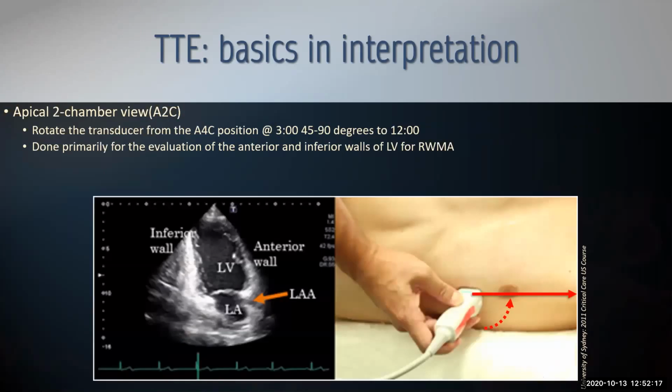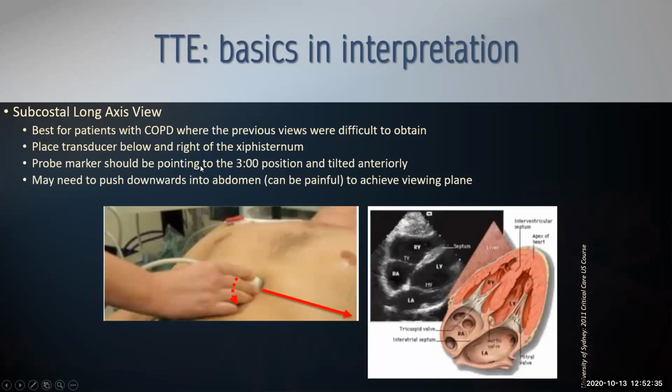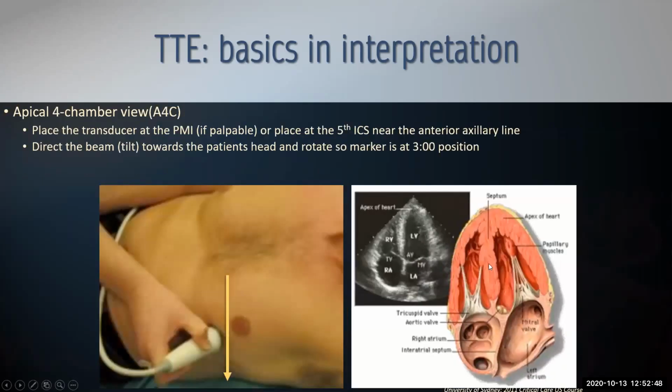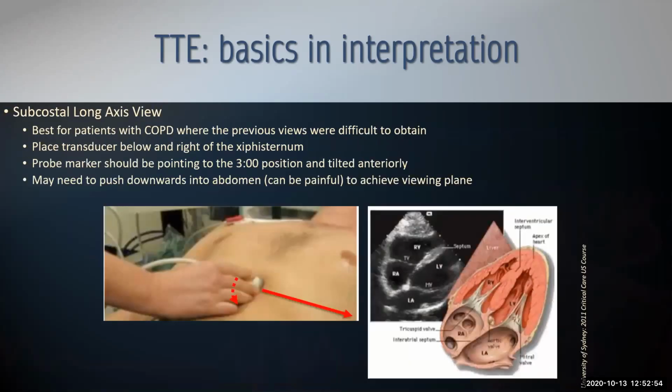And then you have the apical two-chamber. You have that patient lay in the lateral decubitus position on their left side, and you're going to put it alongside the nipple line, mid-clavicular, I would say, more towards the axillary. It's best for the evaluation of the anterior inferior walls for regional wall motion abnormality. I don't do it a lot. The major views that I've done are really these ones, the PSACs, PLACs, and the apical four-chamber, but this is just for completeness's sake, I wanted to put that in there.